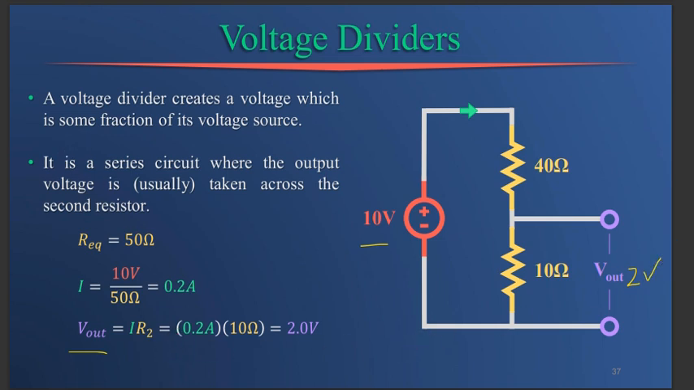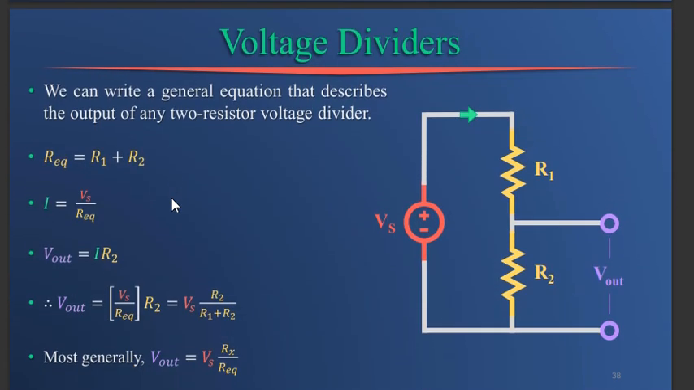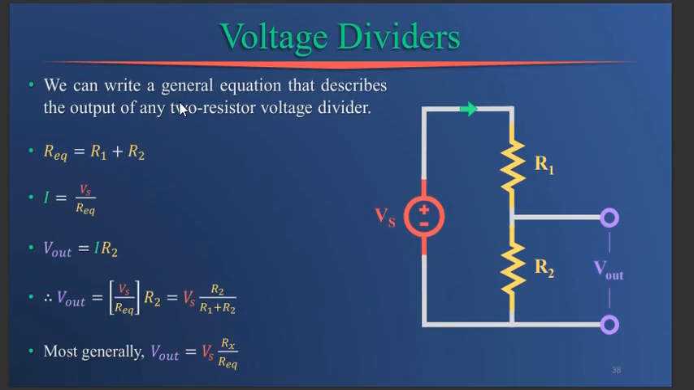So what do we understand by that? We understand that we can generally say that the equation that describes the output of any two resistors in series is what we are defining as a voltage divider. So here are the simple formulas: R1 plus R2, which is in series, is our equivalent resistance, and I is equivalent to Vs over R equivalent.